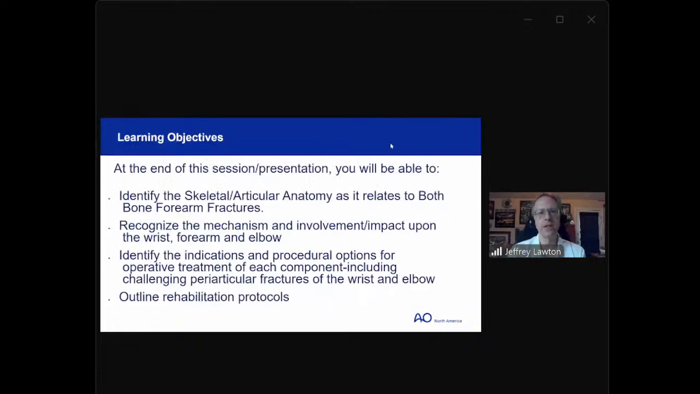At the end of this session, you'll be able to identify the skeletal and articular anatomy as it relates to these fractures, recognize the mechanism, involvement, and impact upon the wrist, forearm, and elbow, identify indications and various options for operative treatment for each of these components, and have a familiarity with the rehab protocols.